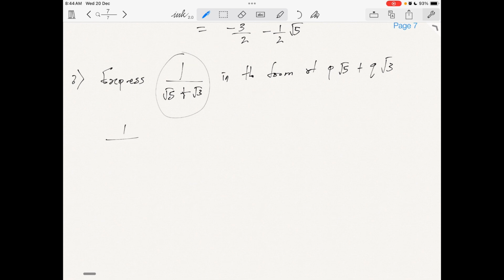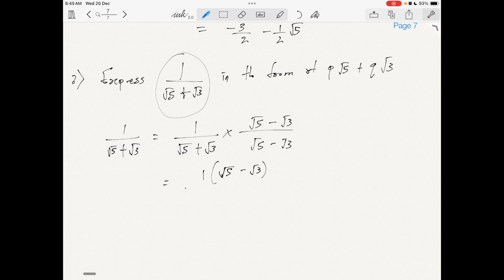Okay, so now this is still under division of sorts. So in division of sorts, we multiply the numerator and denominator by the conjugate of the denominator. So the conjugate of the denominator is root 5 minus root 3. So we multiply out, so we have 1 into root 5 minus root 3, and root 5 plus root 3 into root 5 minus root 3.